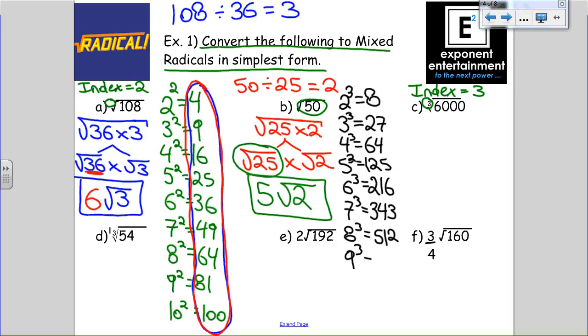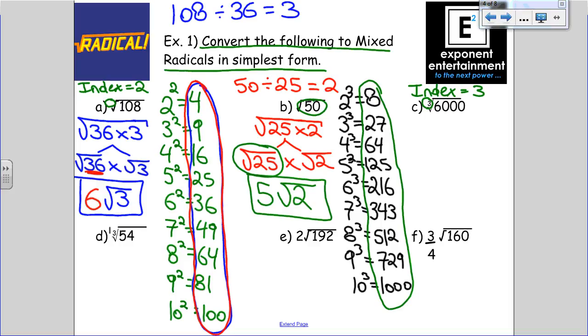And the last one. Perfect. Those are called your perfect cubes. I'm going to circle them with a nice green so they stand out. These are your perfect cube numbers. Because my index is 3, I want to find the biggest perfect cube that goes into my radicand. And in this case, it's 1,000.